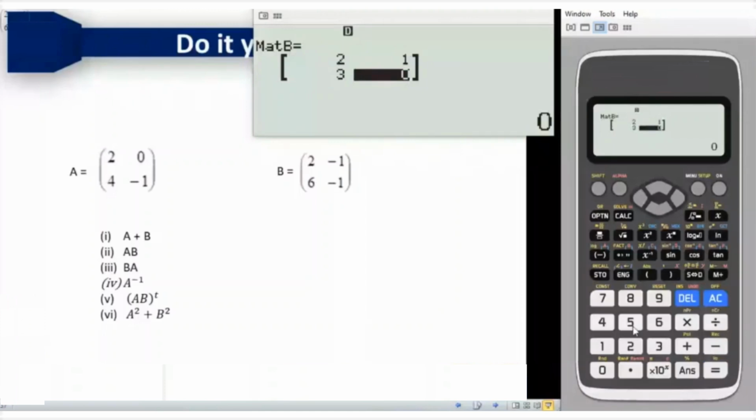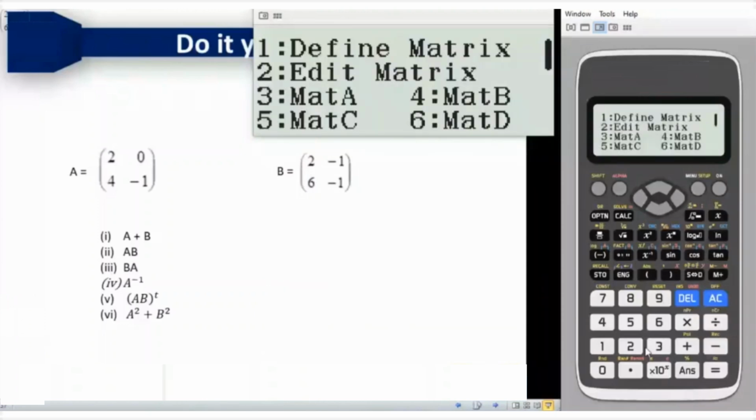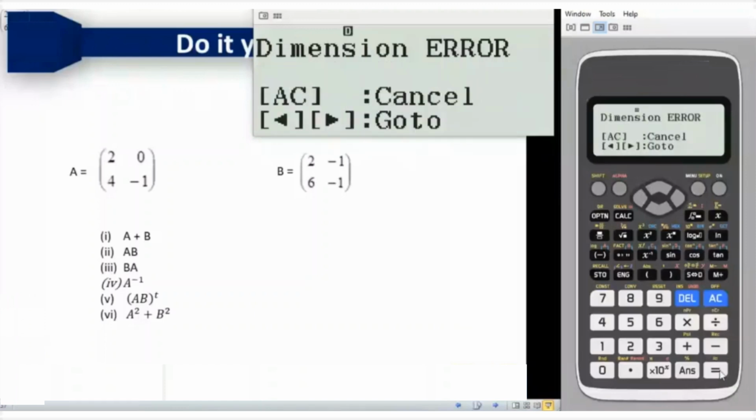So matrix A and matrix B are defined. Now if I plan to add option 3, that is matrix A, with option 4, that is matrix B, and I press equals, I will get the dimension error, because one matrix was a 3 by 2 matrix, the other matrix was a 2 by 2 matrix, and hence these matrices cannot be added together.